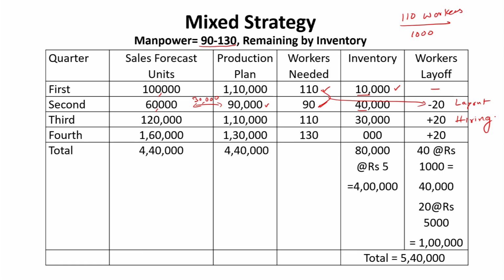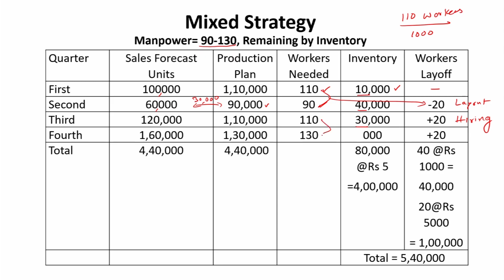In the third quarter, my demand is 120,000. So, I have to increase my manpower to 110, so that I can build some inventory of 30,000 which can be required in the fourth quarter also, because I cannot increase my workers to 160. So, I will keep that provision here. So, I will build the inventory here. Demand is 120, I am producing 110. So, 10,000 is consumed from our existing inventory. So, my inventory level reduced to 30,000. In the fourth quarter, demand is 160,000, production is 130,000.